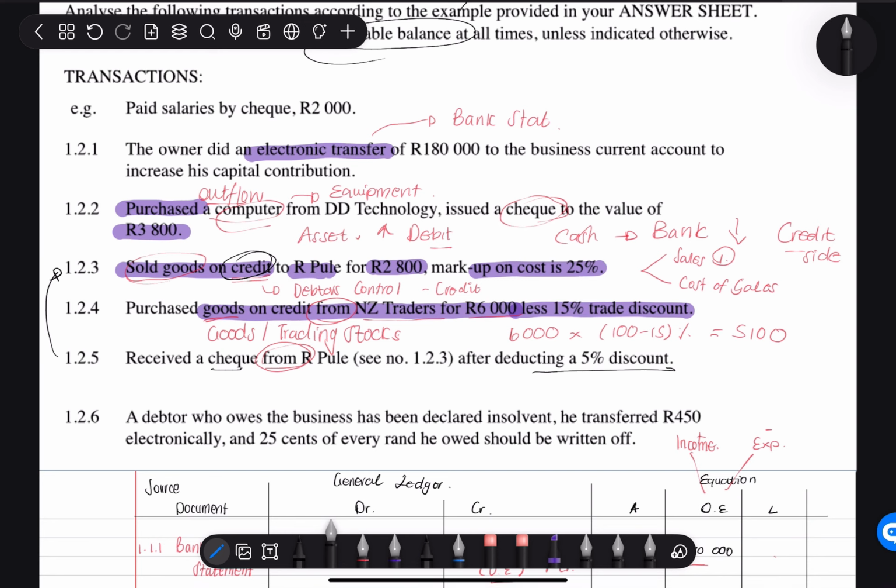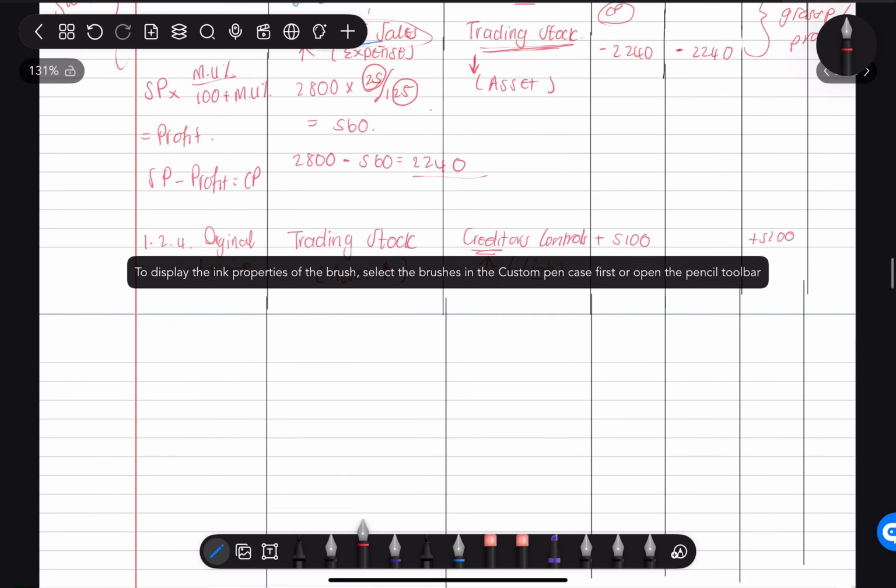Okay, so let's calculate the amounts first. The amount is 2,800 over here, multiplied by 100 minus 5%. I'm putting it in my calculator as well. Please put it in yours. We get an amount of 2,660. Okay. So we received this amount. Where does the money go? What holds our money? Bank. There we go. Bank.